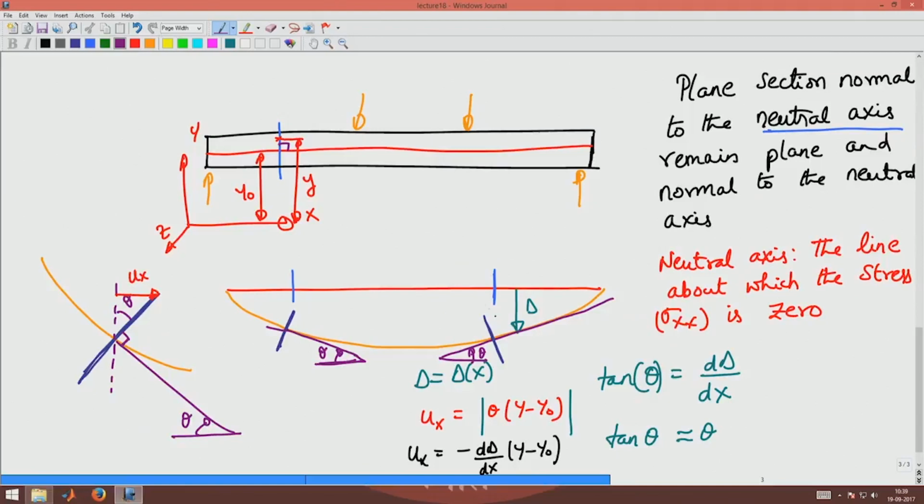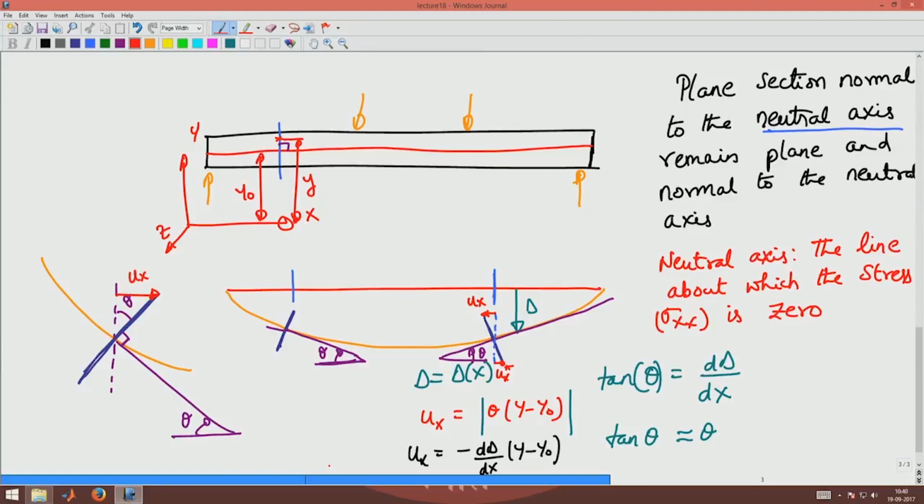Now, for this positive theta, what happens? The deformation is in the negative x direction, you can see that, right. It is in this negative x direction, this is u of x. So, when delta is positive, you automatically get a displacement in the negative x direction, so you have the negative sign put in here. Remember, y is greater than y naught, since we are looking at a point above the neutral axis. If a point is below the neutral axis, y minus y naught will be negative and the displacement will be positive for positive d delta by dx, which is right, because at the bottom you have a displacement u x star along the positive x direction. So, u x is given by this expression here.